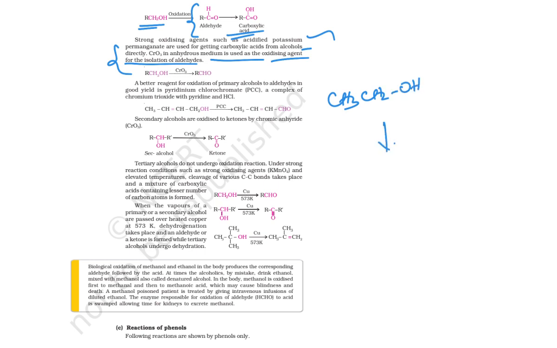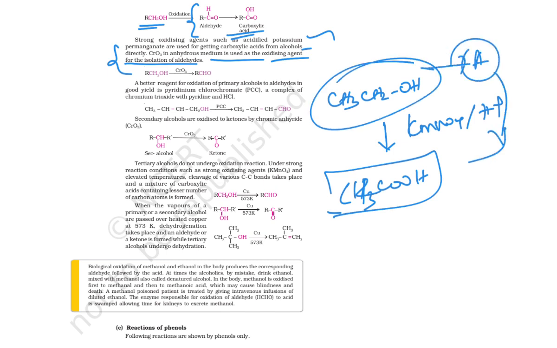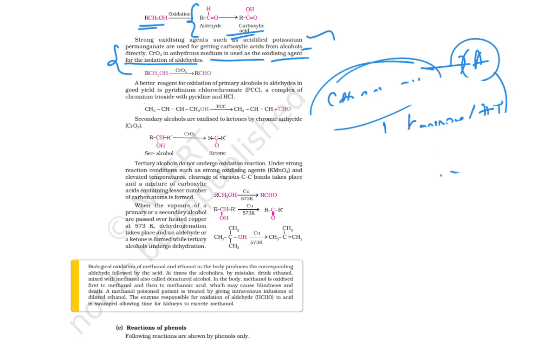alcohol. If I am using the strong oxidizing agent acidified potassium permanganate, okay, at that time I am able to get the acid directly, okay. So if I am using the mild oxidizing agent, this alcohol becomes an aldehyde, this aldehyde becomes an acid, okay. So here there is a selective oxidation, okay.